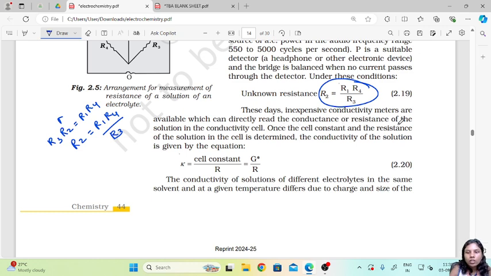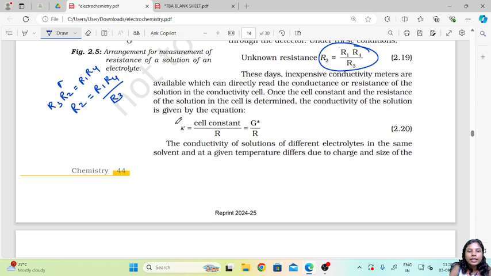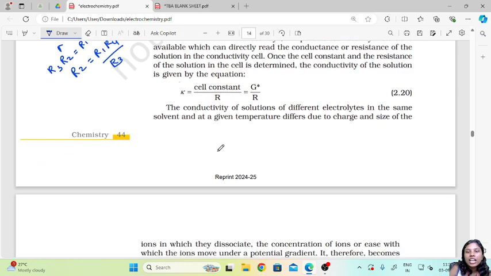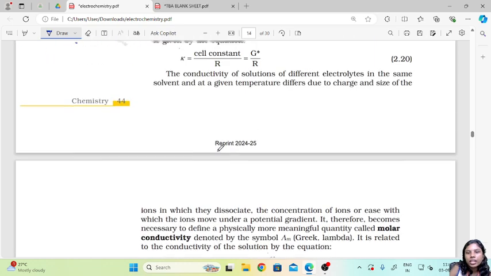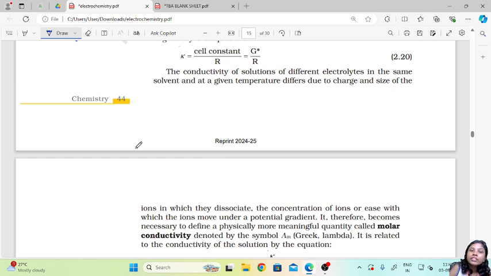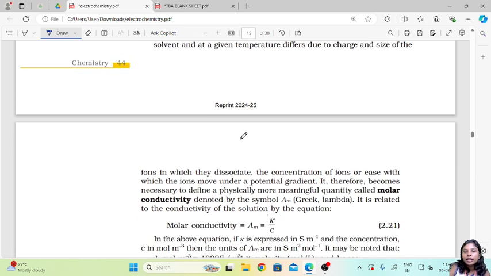Now once the cell constant and the resistance of a solution in the cell are determined, the conductivity of the solution is given by the equation kappa equals cell constant upon R, that is G star upon R. So the conductivity of solutions of different electrolytes in the same solvent and at a given temperature differs due to the charge and size of the ions into which they dissociate. So we learned that ionic conductance majorly depends on the size and the charge on the ions and how they dissociate.